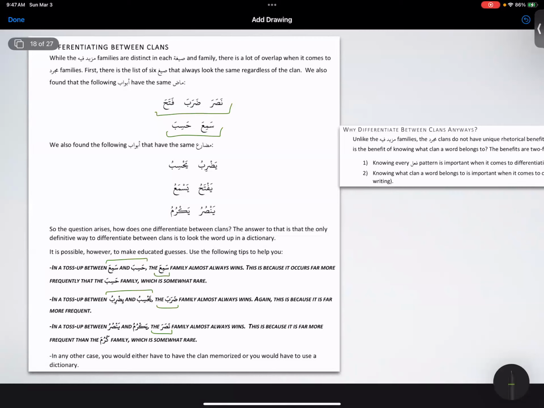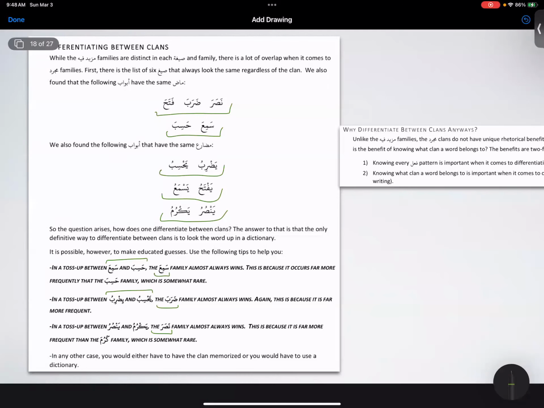We need to be strong enough. Whatever words we are conjugating, we need to try to remember which bab they belong to. And if something is still new, then we can go to the dictionary to find out what bab it is. Then we see that Daraba Yadribu and Hasiba Yahsibu are going to overlap. Fataha Yaftahu and Samia Yasmau, when it comes to mudari, are going to overlap. Nasara Yansuru and Karuma Yakrumu are going to overlap.